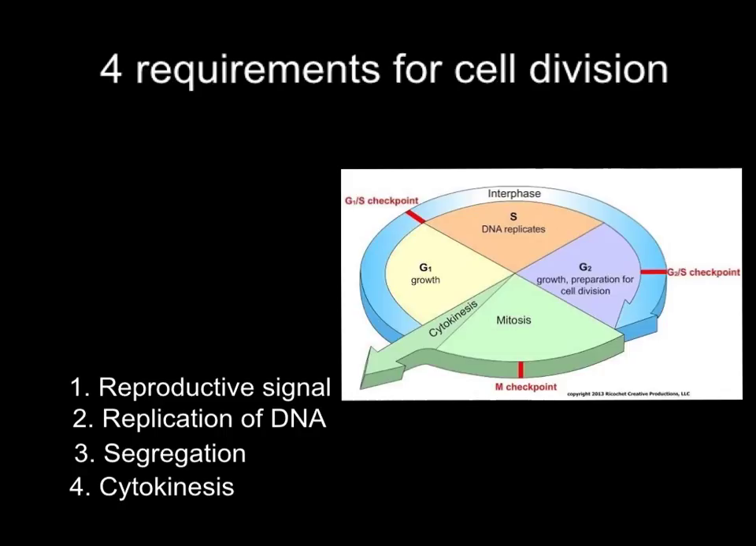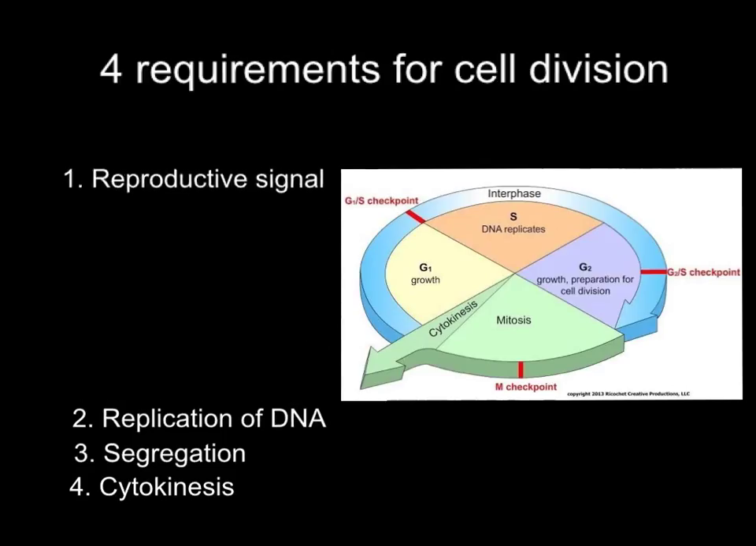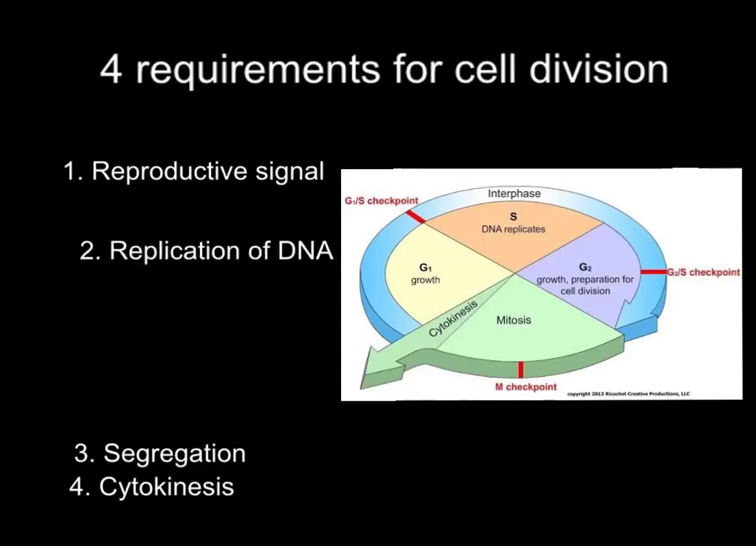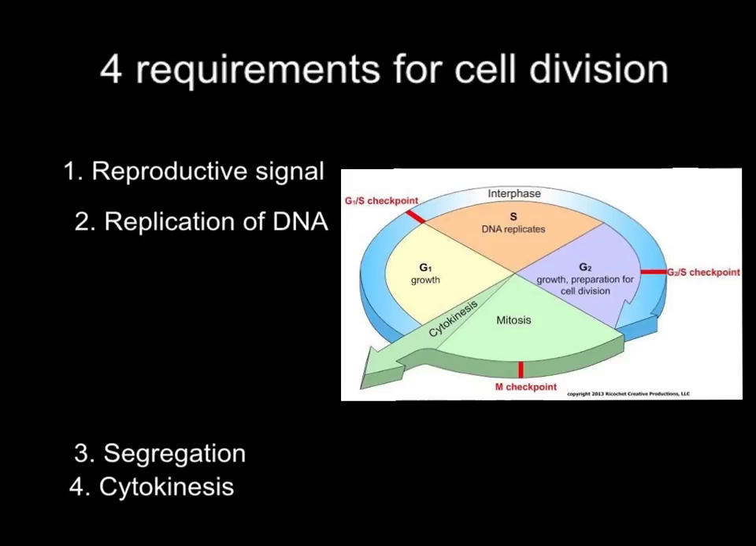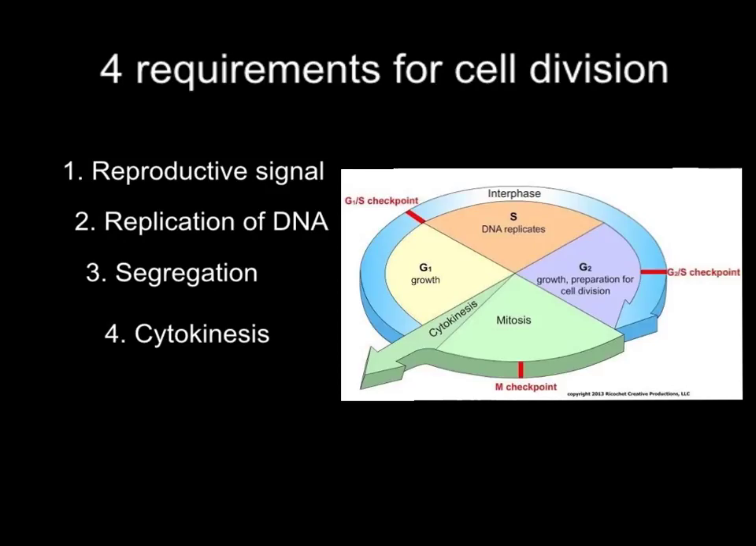In order for a cell to go through mitosis, there are 4 events that must occur. So the first one is called reproductive signal, which is simply the initiation of the cell into cell division. And then the cell will replicate. And then there is segregation, which is the distribution of the DNA into 2 new cells. And then there would be cytokinesis, which is the actual process of separation of the 2 new cells.